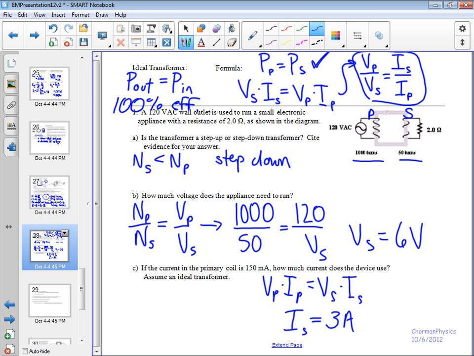Part C asks us to solve for the current that the device uses. If the current in the primary coil is 150 milliamps, what that allows us to do is to solve for the power in the primary coil.